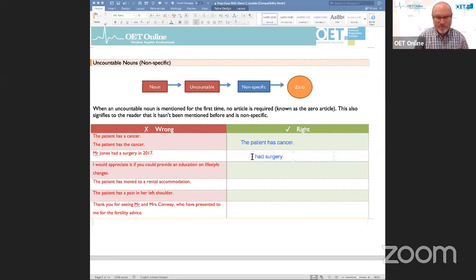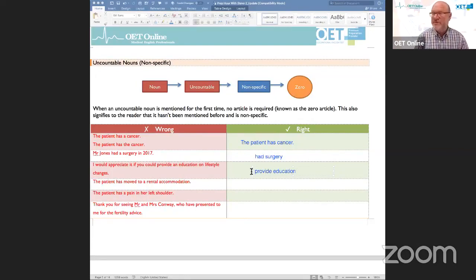I would appreciate if you could provide an education. Don't provide an education. Education is one of those abstracts we saw before, isn't it? So we just provide education. And you could say provide some education. That would be correct, but we don't really need to. We simply provide education. That's enough. The amount of education in a medical referral letter is not important.